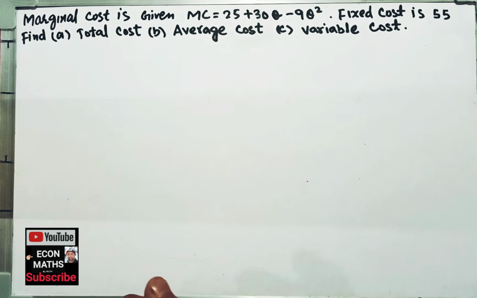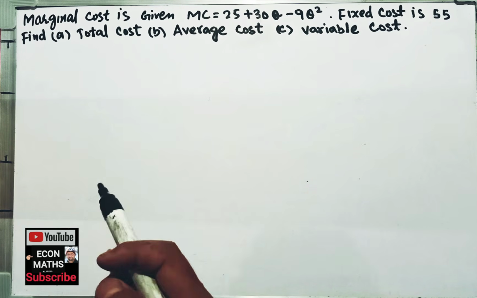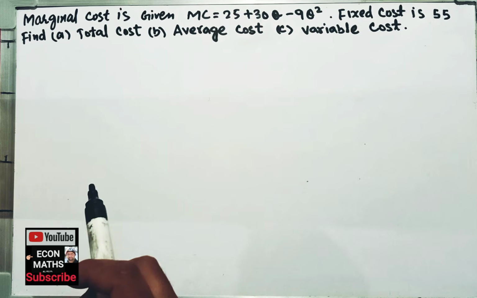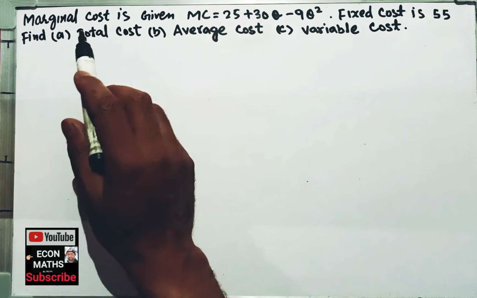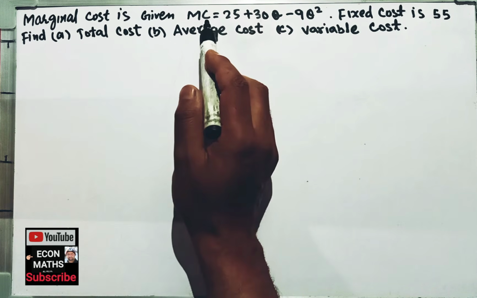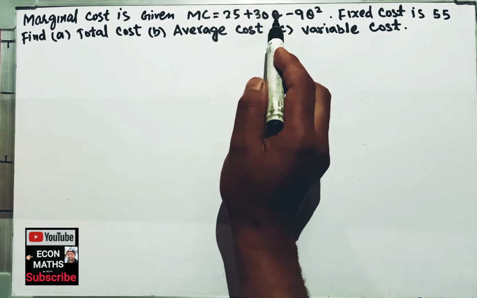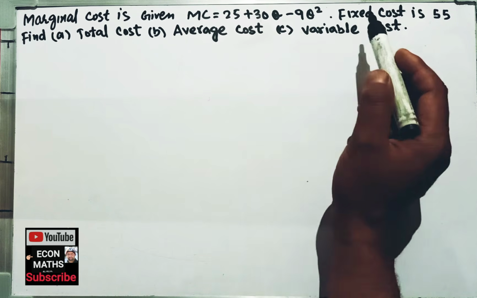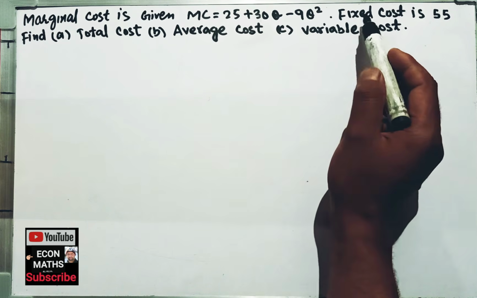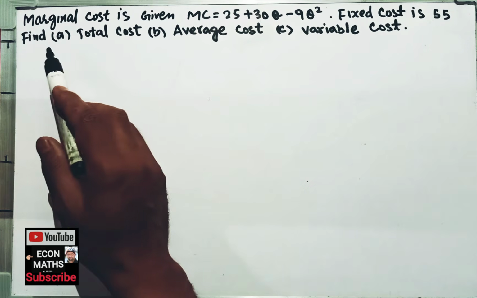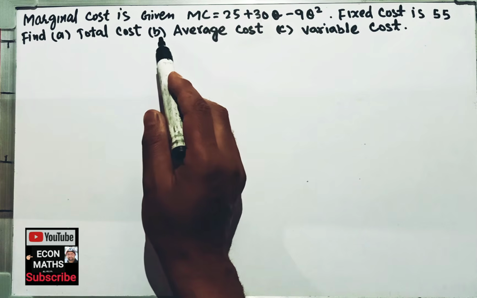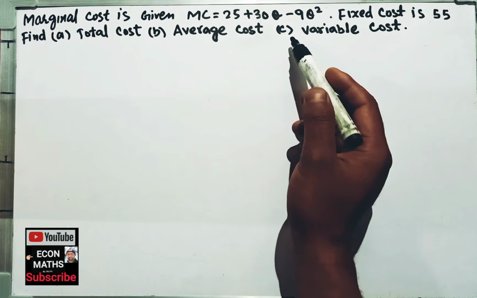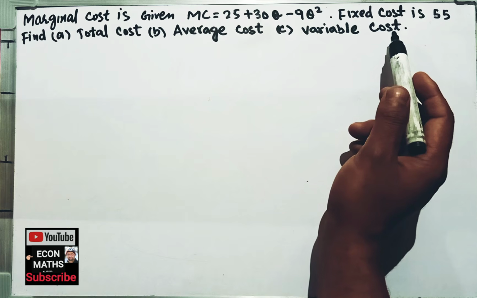Hi, this is Halal. In this video on the Mathematical Economics series, we will solve a numerical on the applications of integral calculus in economics. So the question is, marginal cost is given, that is MC is equal to 25 plus 30Q minus 9Q square, where Q is the quantity and fixed cost is 55. Find A part is total cost, B part is average cost, and the last part is the variable cost.